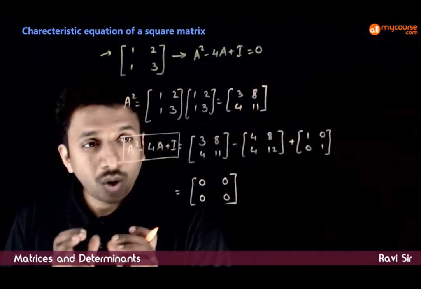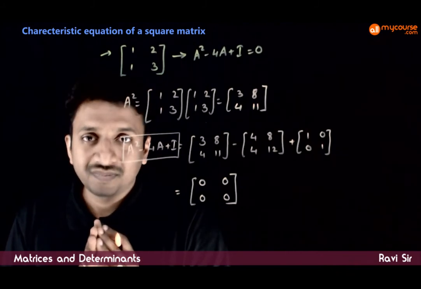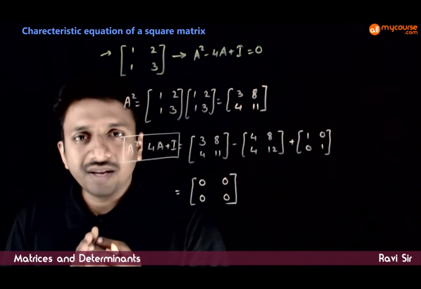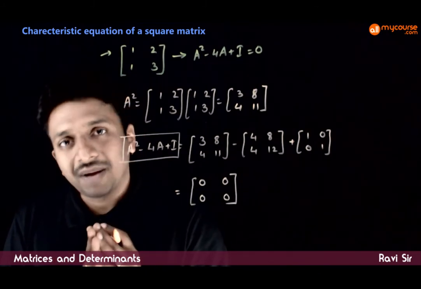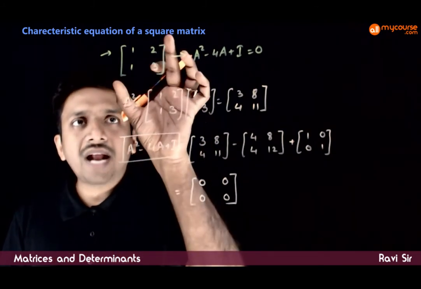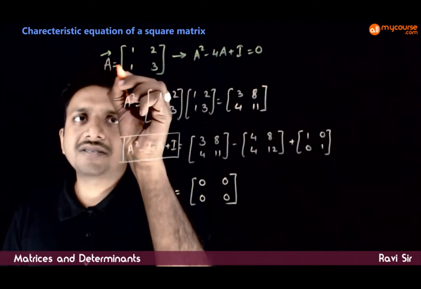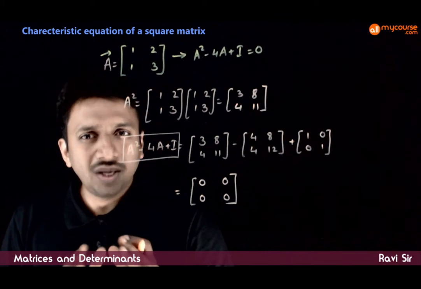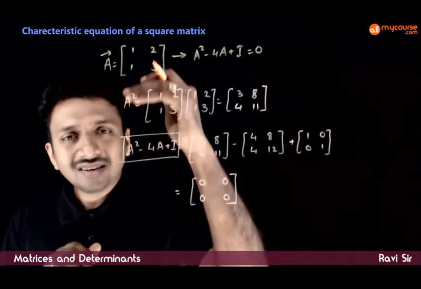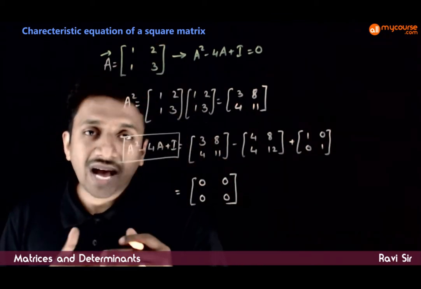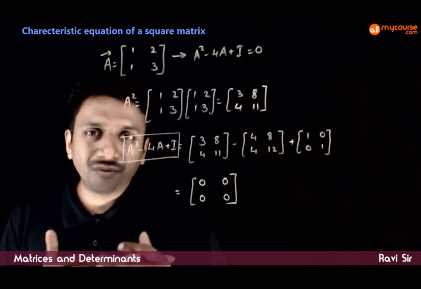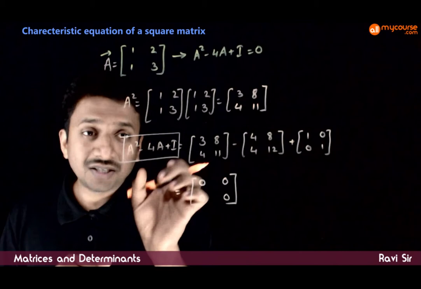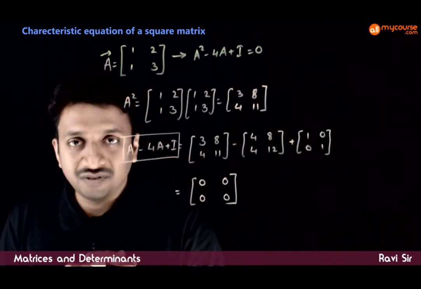Now, what is the use of this? This characteristic equation is very useful in finding inverses of a given matrix. Suppose that you are asked to find the inverse of this matrix. We already have two easy ways. One is using the transformations. The other is using the method of cofactors, adjoint of A by det A. Now let us use this method to find the inverse.